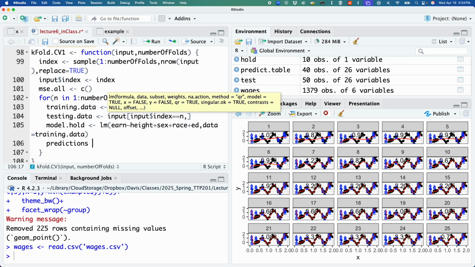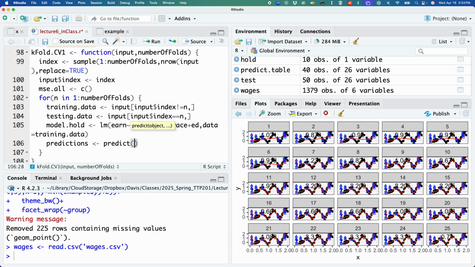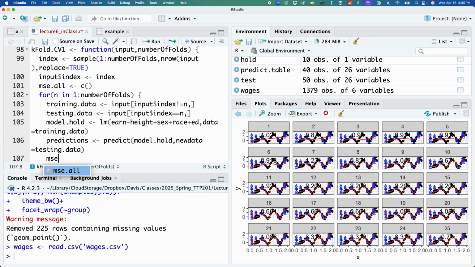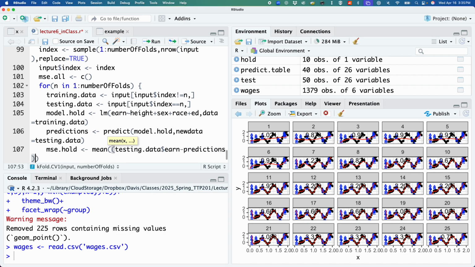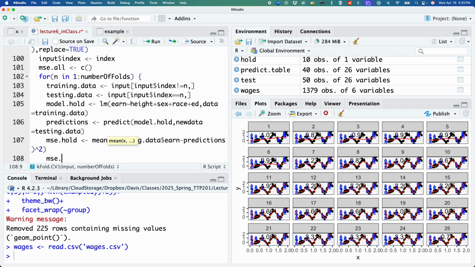Our predictions then are using the predict function, but remember you can put in a new set of data to predict against, and in this case that new data is our test set, testing.data. And then I can generate the mean squared errors from my predictions, which is the average of the actual data from our testing data minus the predictions squared, and then MSE.